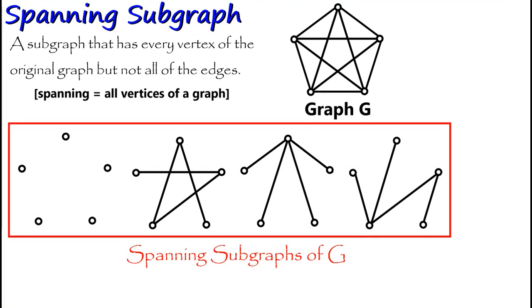Our next term is a spanning subgraph. A subgraph that has every vertex of the original graph, but not all of the edges, is a spanning subgraph. Simply put, spanning means it must contain all of the vertices of the graph. So we see here we have 4 examples of spanning subgraphs.